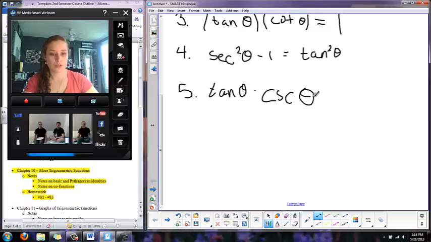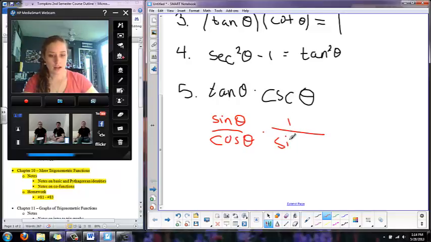So what I'm going to do is write this out in terms of sine and cosine. Tangent is sine over cosine, and cosecant is 1 over sine. And I see that I have a sine on the top and a sine on the bottom, so I'm going to cross these out. And this becomes 1 over cosine, but 1 over cosine is really just secant theta.